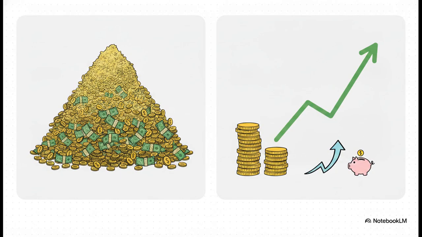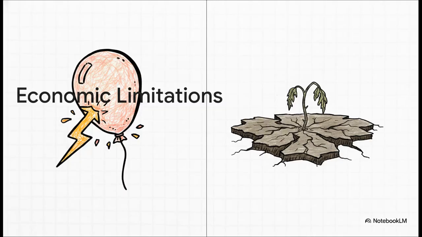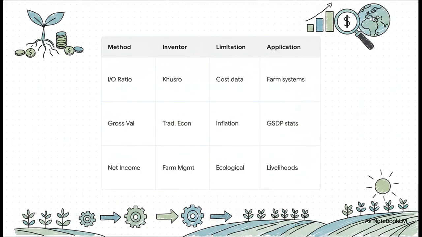Finally, let's contrast gross value versus net income per hectare. One measures total wealth, the other, profit. Gross value suffers from inflation instability. Net income, unfortunately, ignores long-term ecological degradation costs completely. Here's your final matrix. See how central statistics rely on gross value to calculate domestic product?